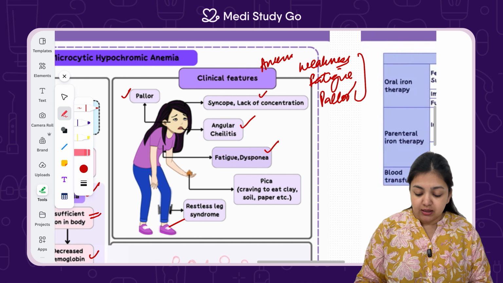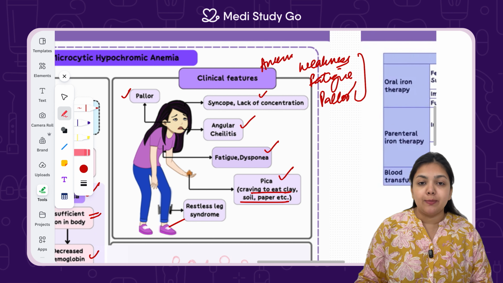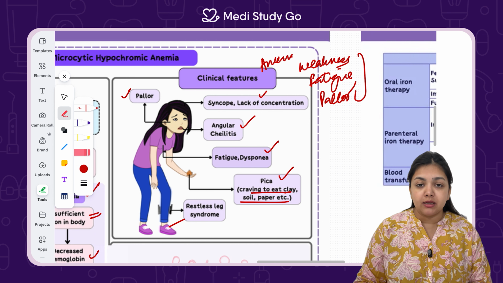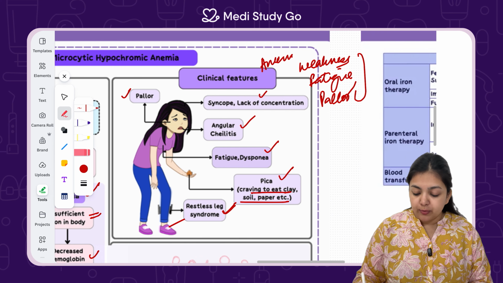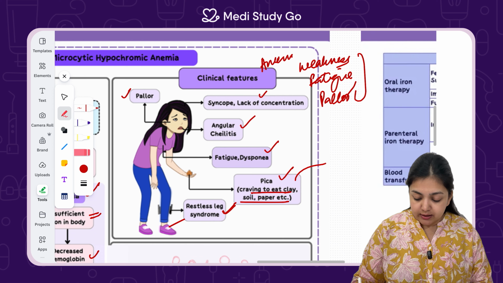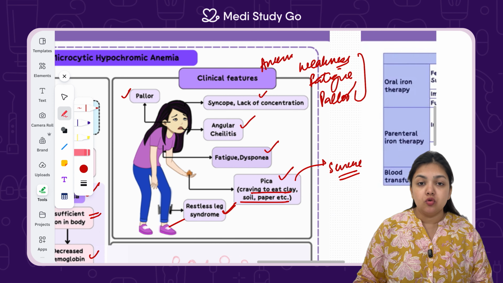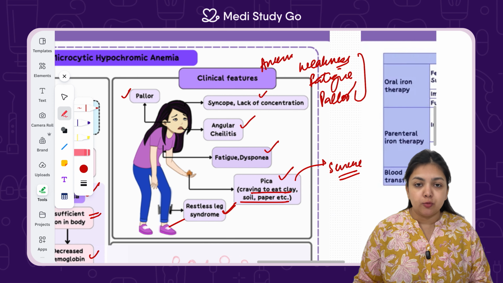Angular cheilitis, fatigue, dyspnea, difficulty in breathing, pica, which is the craving to eat clay, soil, paper, etc. Some patients also complain that they want to chew on ice cubes. So that is all related to iron deficiency. And lastly, there can be restless leg syndrome. So this is all present in the case of anemia, and pica is usually present in cases of severe anemia when the hemoglobin is too low. So this is how a patient is going to present to you.